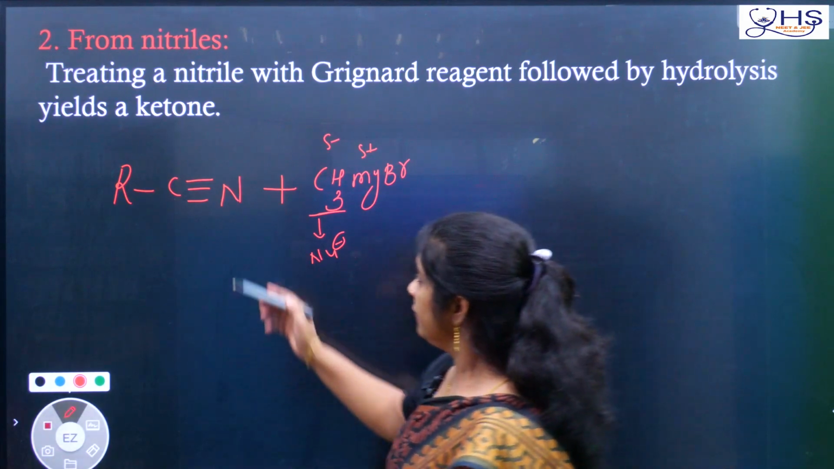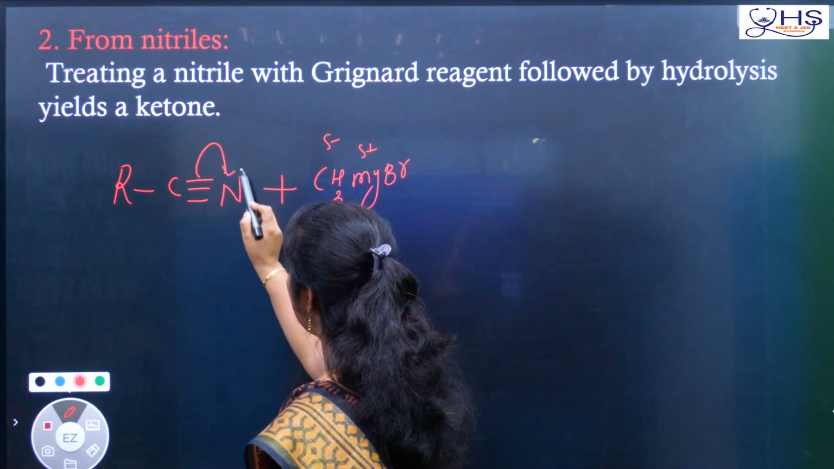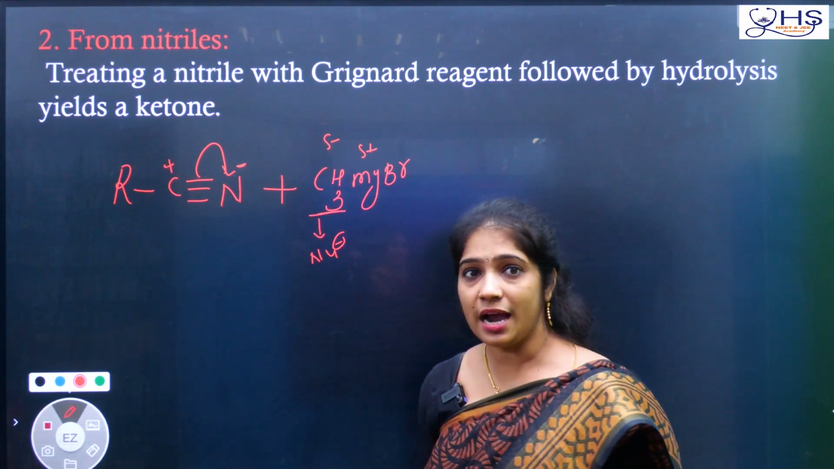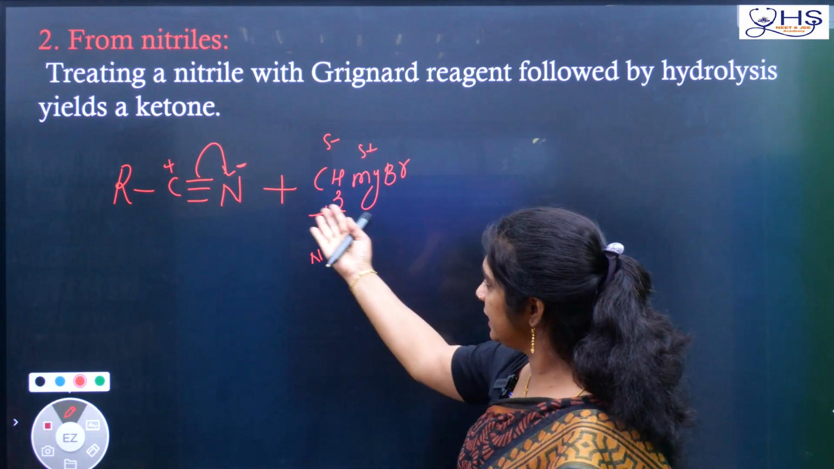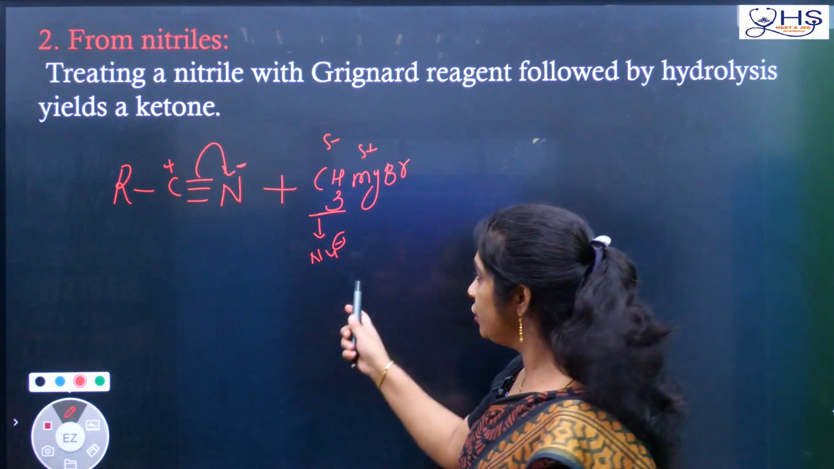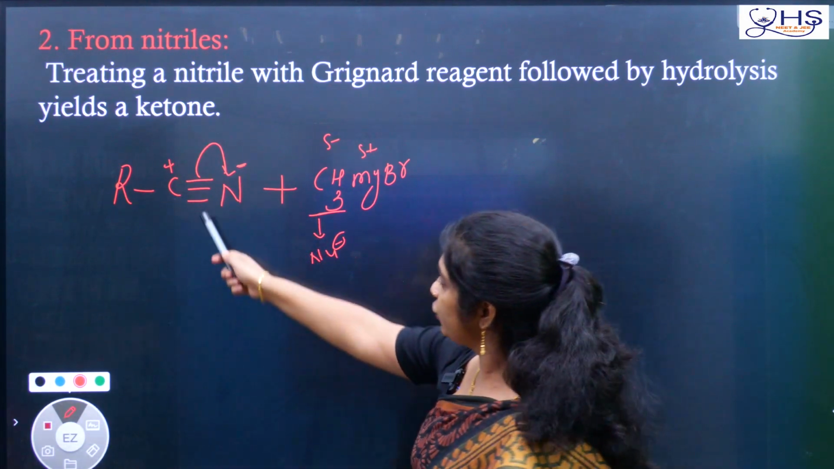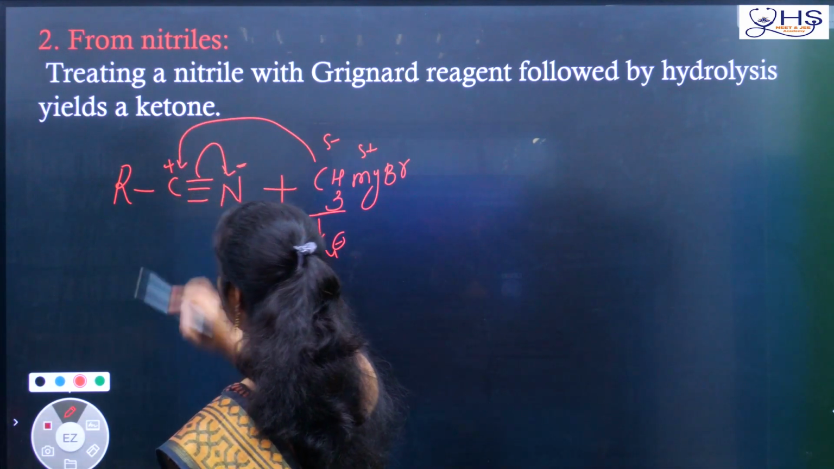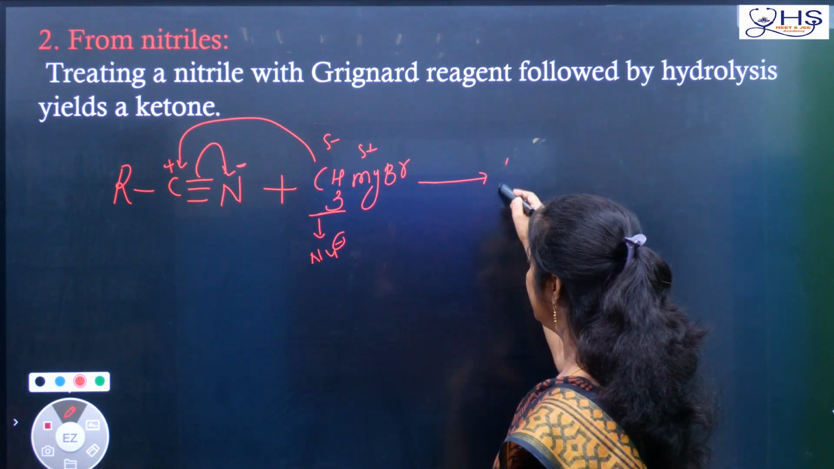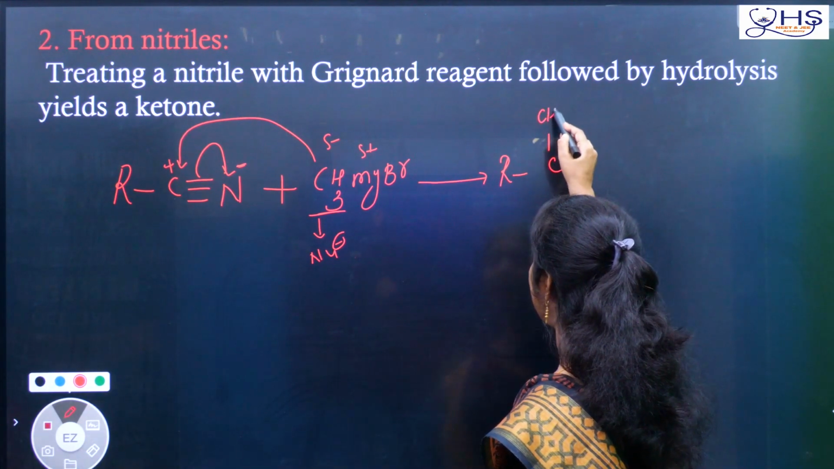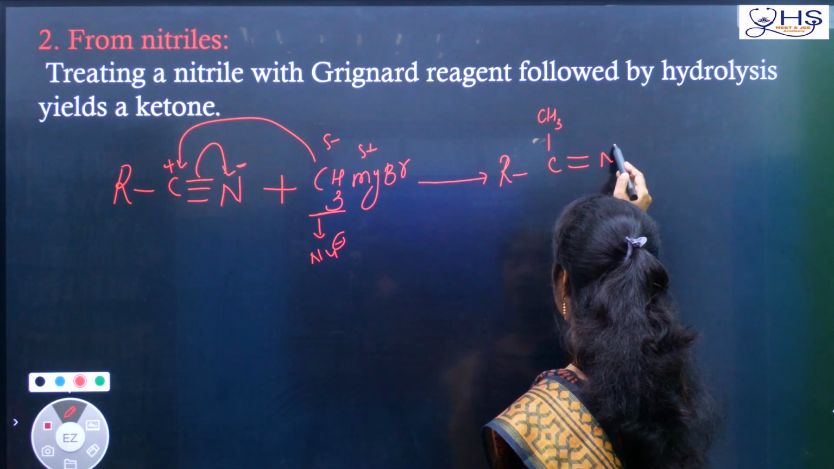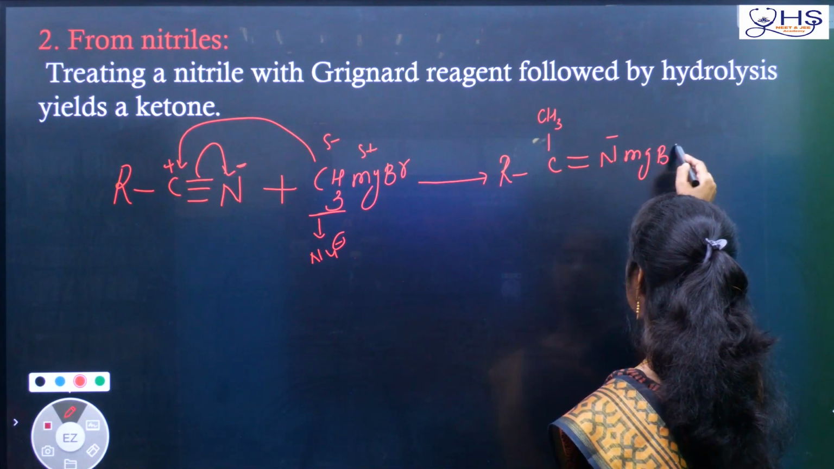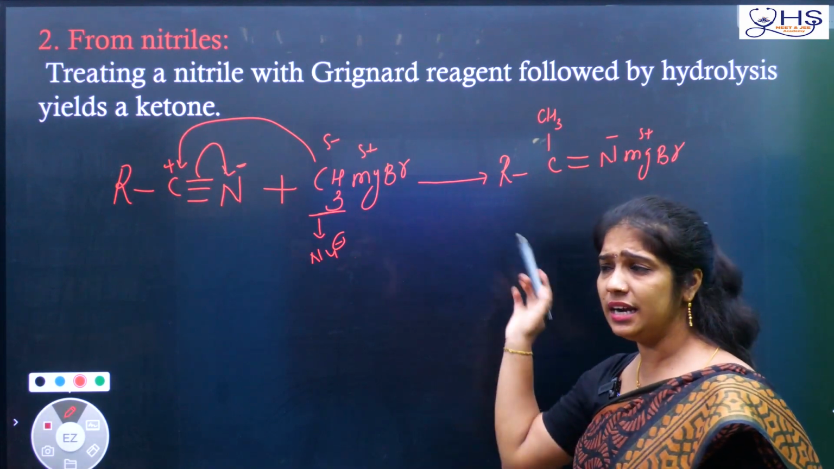Now look at this. If I shift these electrons to the nitrogen, what will happen? Nitrogen will get a negative charge, carbon will get a positive charge. Now this methyl group, where will it attack? A nucleophile will attack an electrophilic center. Carbon is the electrophilic center, so this methyl group attacks the carbon. You will get R, C, methyl. One bond we broke, 2 more bonds remain, N minus. Now MgBr will attach over here because it is positively charged, and it attaches with the minus.